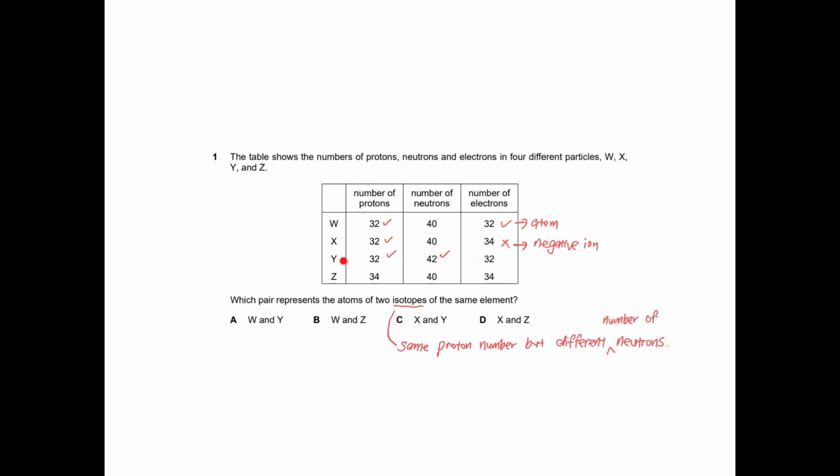Okay, and how about Y? Let's look at Y. The proton is 32 and the electrons is also 32, so this is an atom. So from here, we can see that W and Y are the isotopes. So hence, the answer is A.